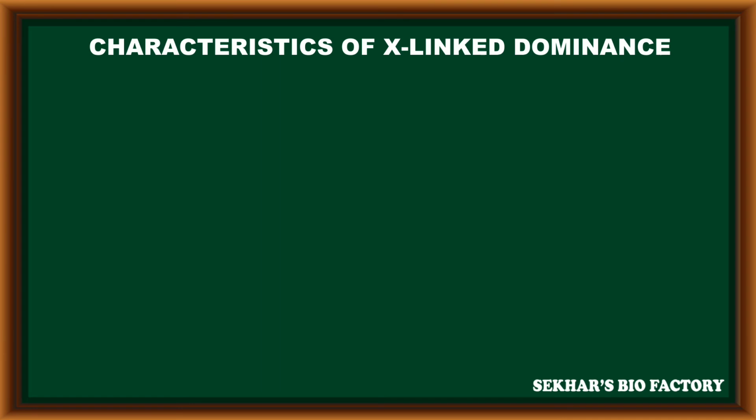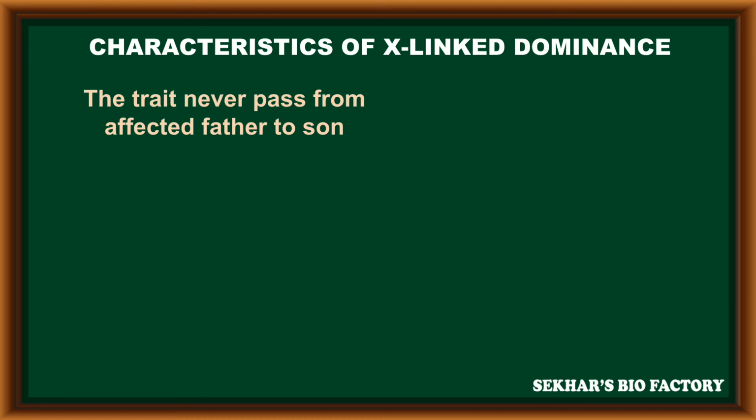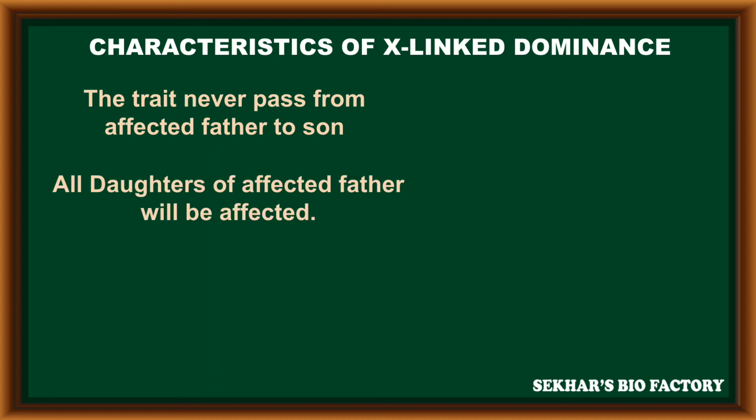And coming to the third type, the characteristics of X-linked dominant. In this, the trait never passes from affected father to son. So there is no transfer of the trait or disorder from father to son. All daughters of an affected father will be affected. If all daughters are affected, the father should be affected. So these are the important tips to identify X-linked dominant.